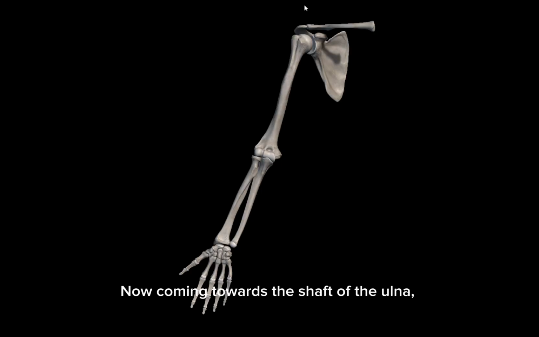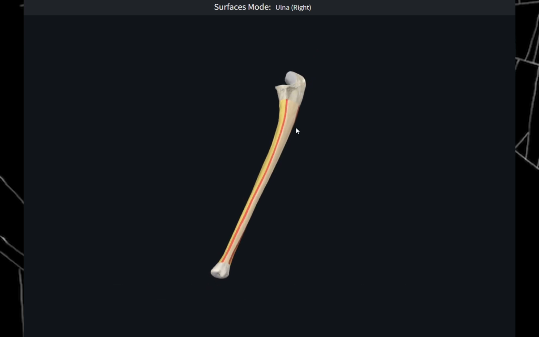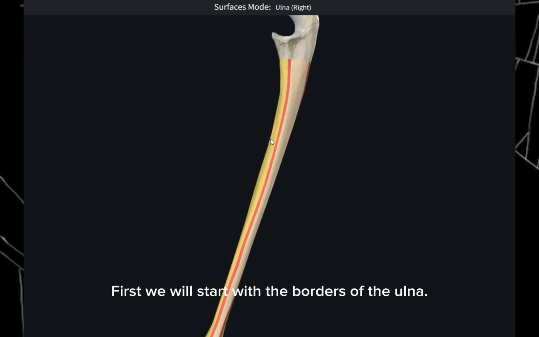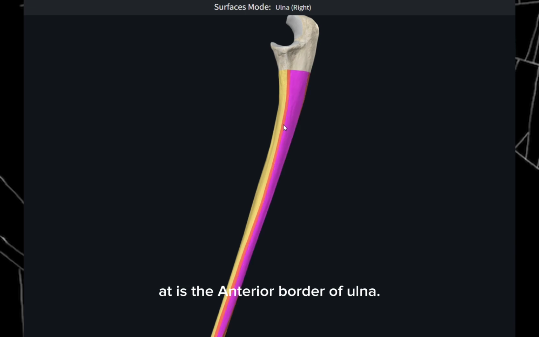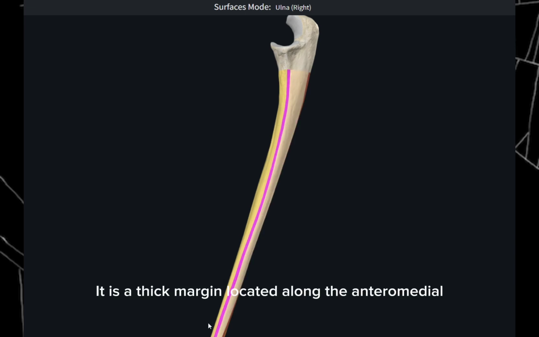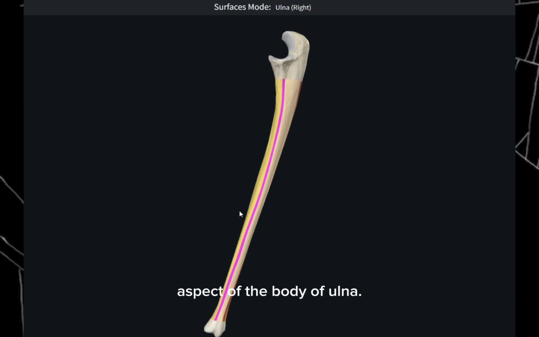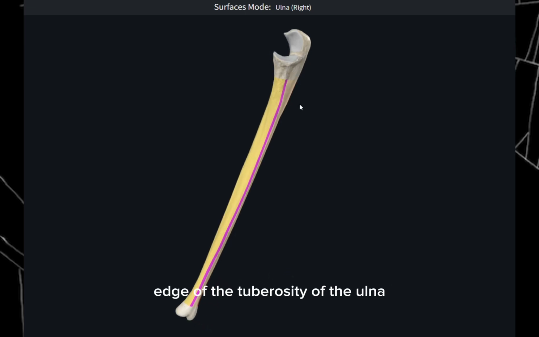Now coming towards the shaft of the ulna, we will study the borders and surfaces here. First, we will start with the borders of the ulna. The first border that we are going to look at is the anterior border of ulna. It is a thick margin located along the anteromedial aspect of the body of ulna. It extends inferiorly from the medial edge of the tuberosity of the ulna to the ulnar styloid process.